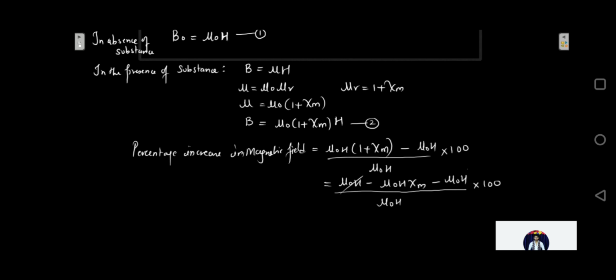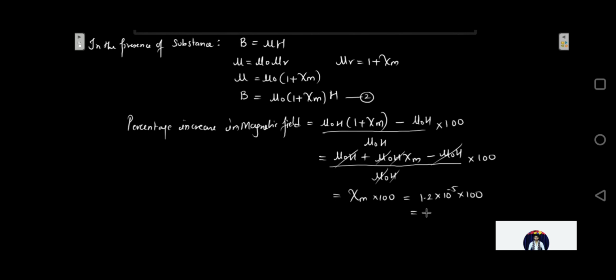So this is going to cancel out. This is going to be plus, sorry. So here also mu naught H is going to cancel out. After this cancels out, it is going to be psi m multiplied by 100, and psi m value is given to us as 1.2 into 10 raised to minus 5 multiplied by this 100. So the final answer you will get over here is 1.2 into 10 raised to minus 3, which is going to be the percentage increase in magnetic field.